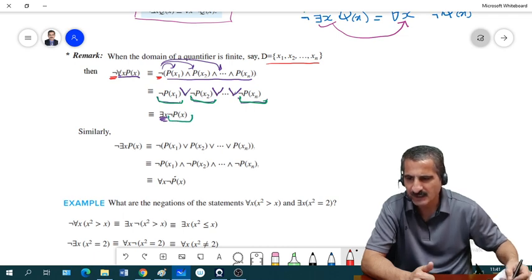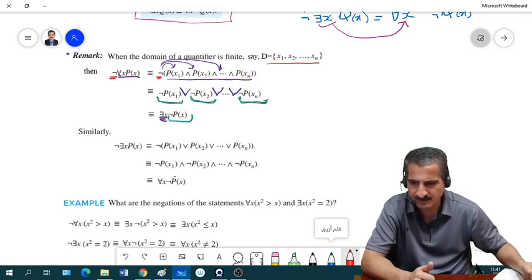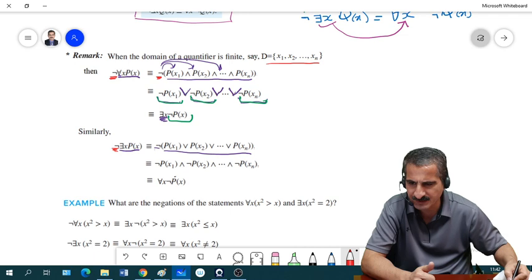Good. And same thing here, negating an existential quantifier. So this is in place of the existential quantifier, and this is the negation. Now we distribute. The same thing happens, and you may follow that.